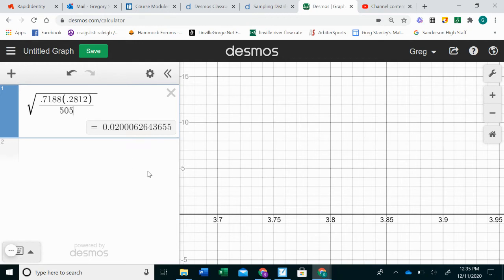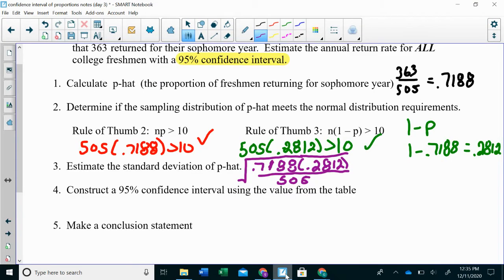I'm not going to write out those extra zeros. I'm not going to go all the way to the 6. So this standard deviation is about 0.02. That's what this square root formula is giving us. It's giving us the standard deviation of p hat.